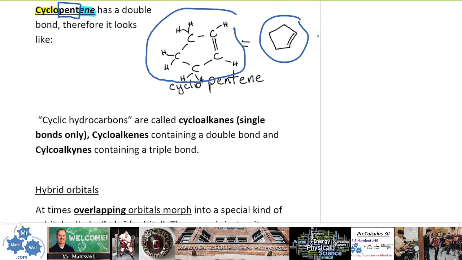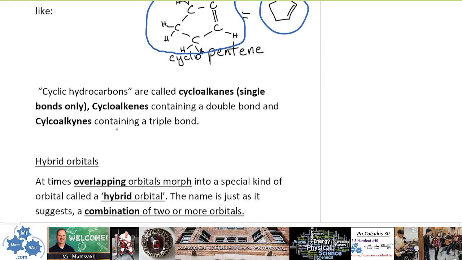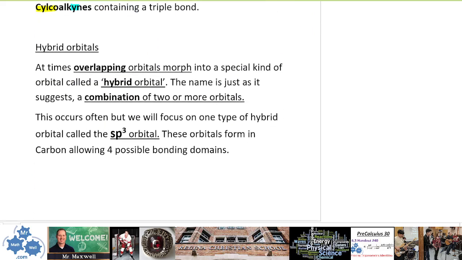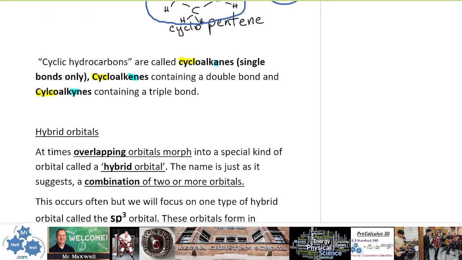Okay? So cyclic hydrocarbons are called cycloalkanes if they have single bonds only, cycloalkenes if containing a double bond, and cycloalkynes containing triple bonds. So we want to reinforce the anes, enes, and ynes, and also the cyclo. That's going to be a prefix at the beginning. Don't put it at the end. Not pentene cyclo. It's cyclopentene. Okay. All right. Any questions at this point?